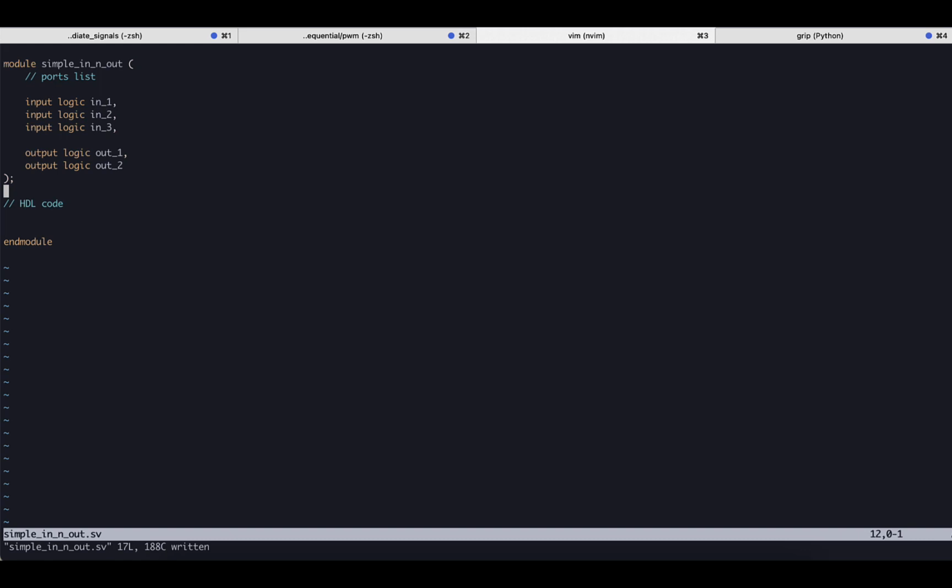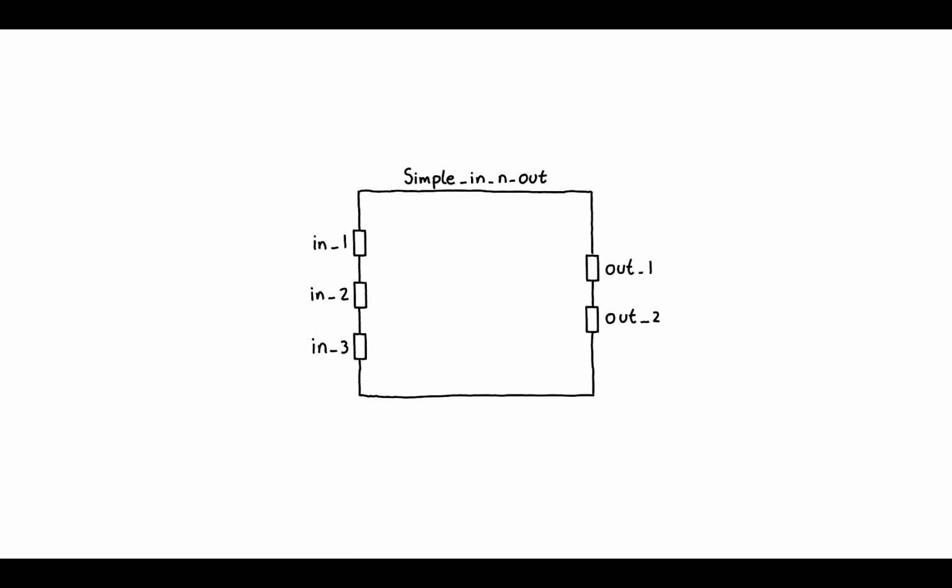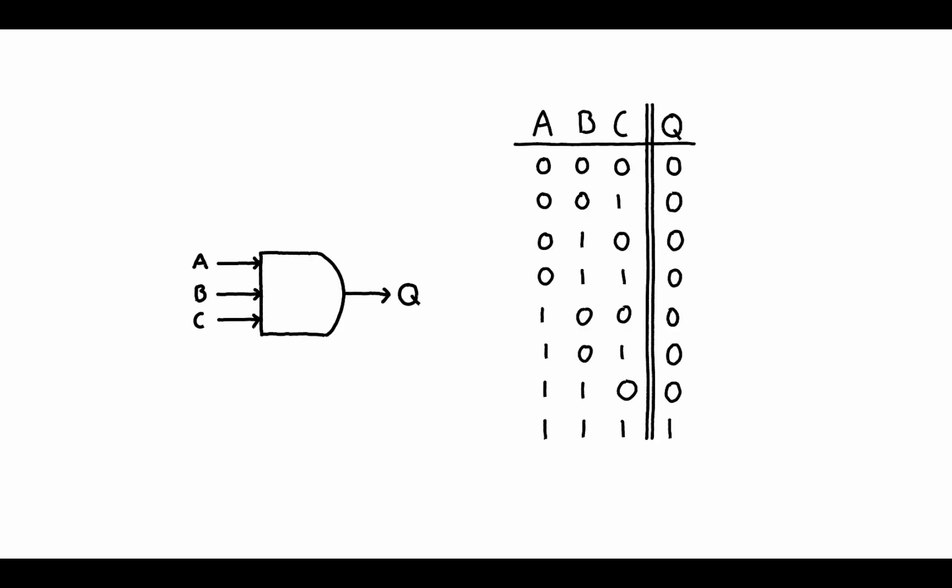The next thing we need is for our module to do something useful. Let's add some logic into the middle of our module. Let's make it so that out_1 is the AND of all the input signals, and out_2 is the OR of all the input signals. So just a quick refresher. For the AND, we only want the output, in this case out_1, to be high when all the input signals are high. Here's a truth table for a 3-input AND gate demonstrating this.